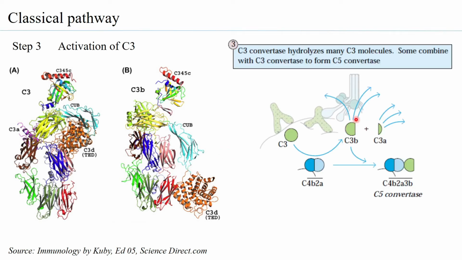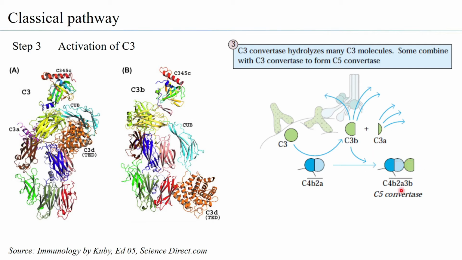So as you can see over here, the C3 is cleaved by the C4b2a into C3b and C3a. And interestingly, the C3b now binds to C4b2a itself, giving C4b2a3b. So you have a complex made up of C4b, C2a and C3b.